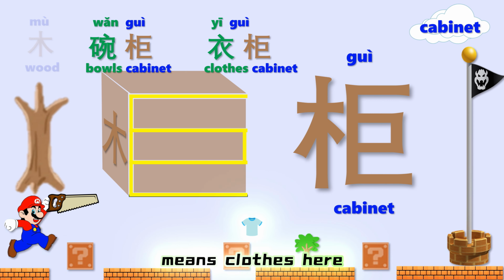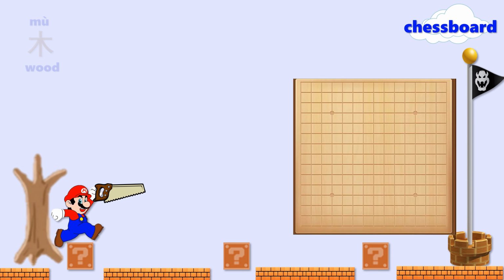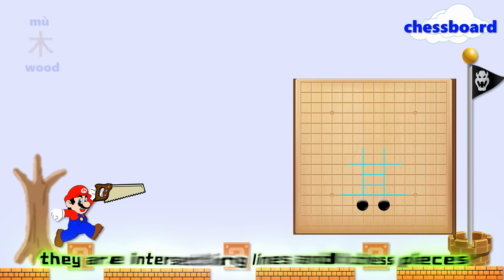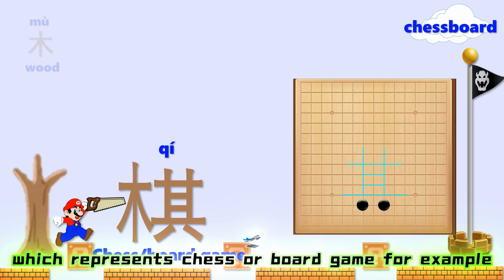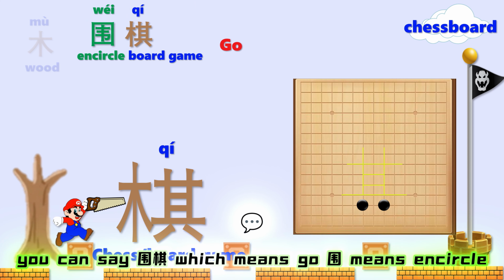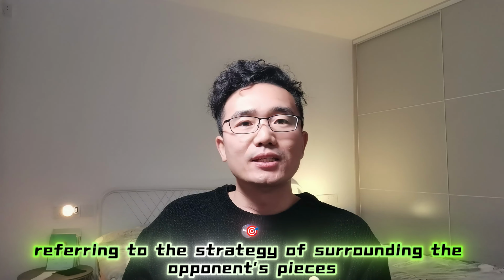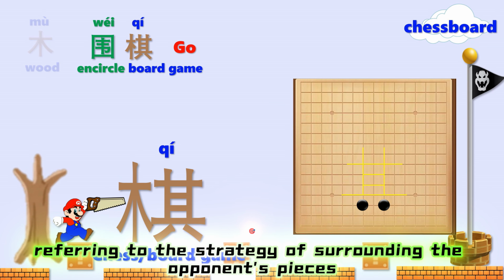衣 means clothes. Here, we just made a chessboard. They are intersecting lines and chess pieces. And this is the character 棋, which represents chess or board game. For example, you can say 围棋, which means go. 围 means encircle, referring to the strategy of surrounding the opponent's pieces.